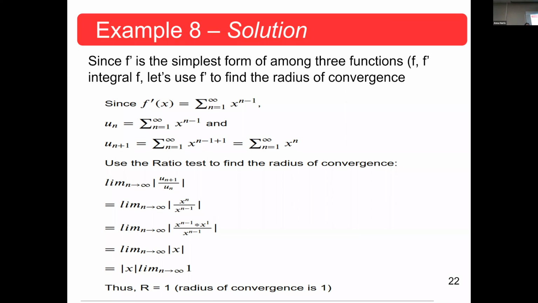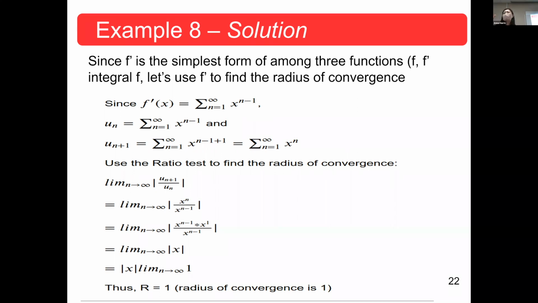Remember, you're taking the limit as n goes to infinity. I don't see any n. I can bring x to the front. What does this really mean? X times what number? 1. So you only have a 1. So what's your radius then? 1. All right, so thus the radius is 1. Okay, now.